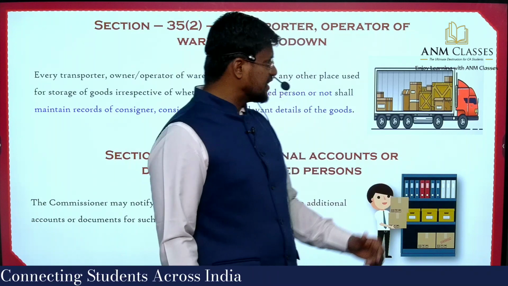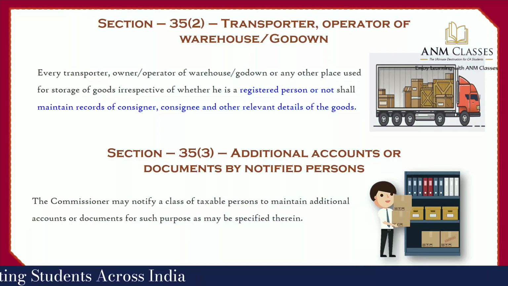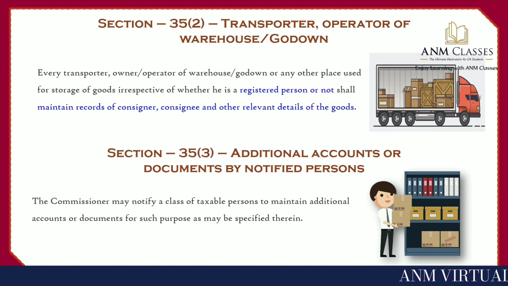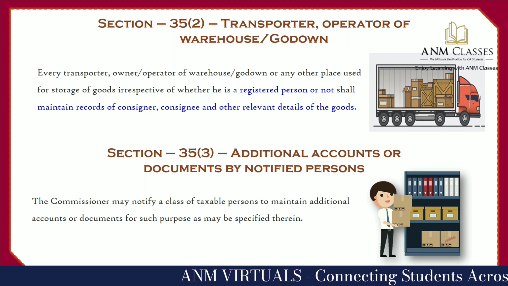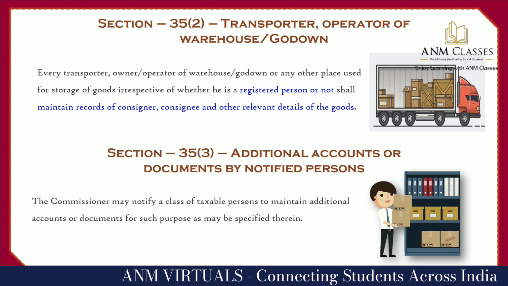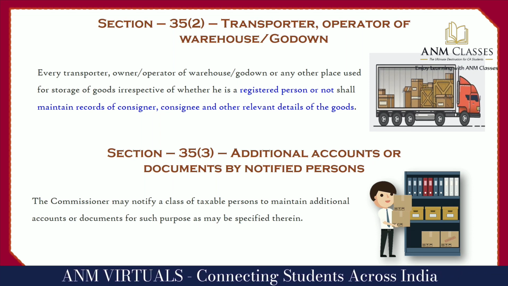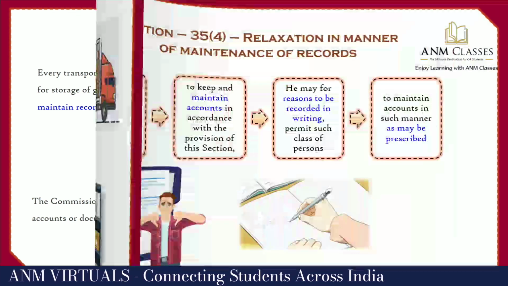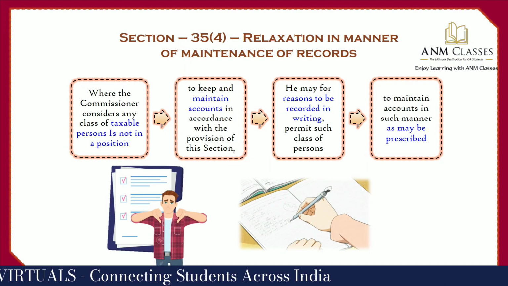But as per section 35 subsection 3, additional accounts or documents by any person. Sir, if the assessee is a notified person, then government will say that in addition to those 7 list of accounts, you are additionally liable to maintain. The commissioner may notify a class of any person to maintain additional accounts or document for such purpose as may be specified therein. Are you really with me?